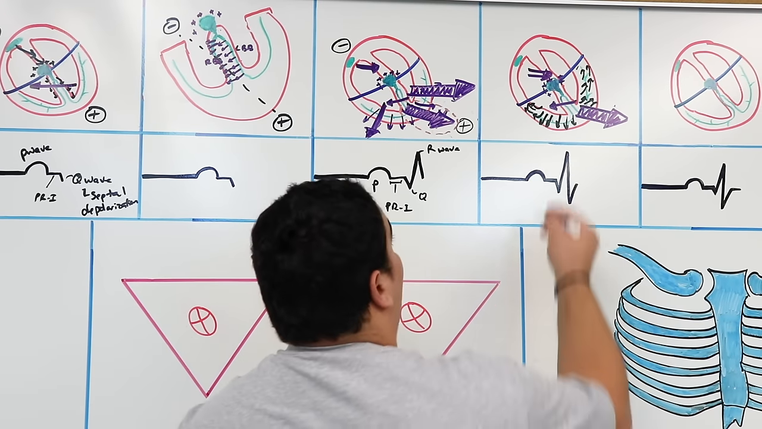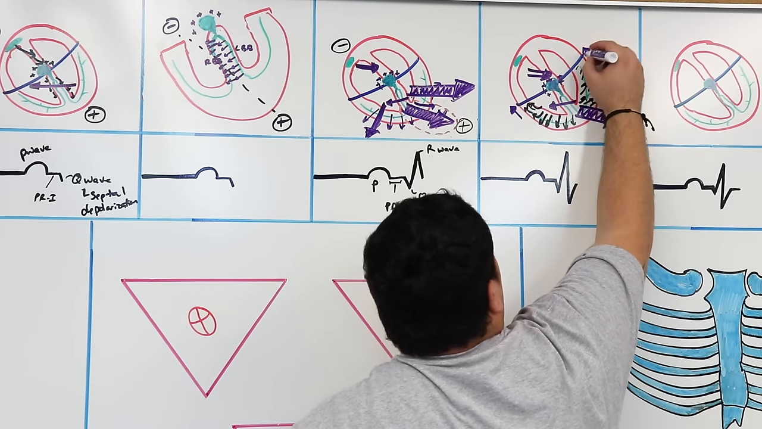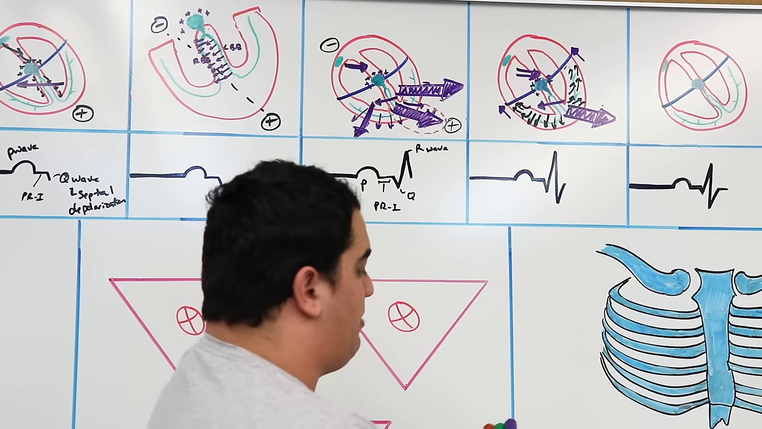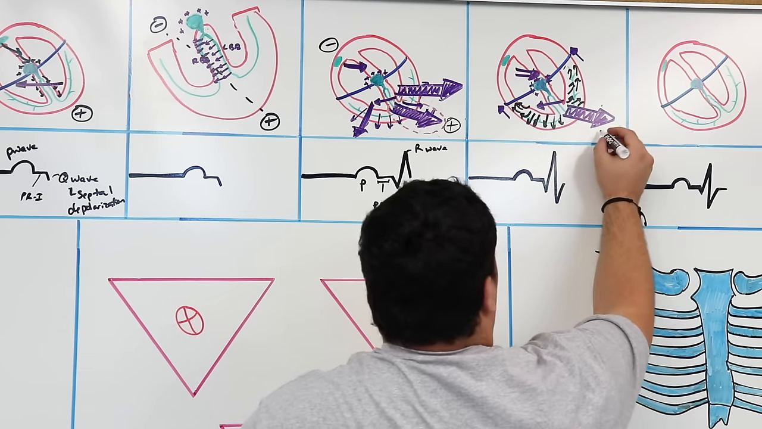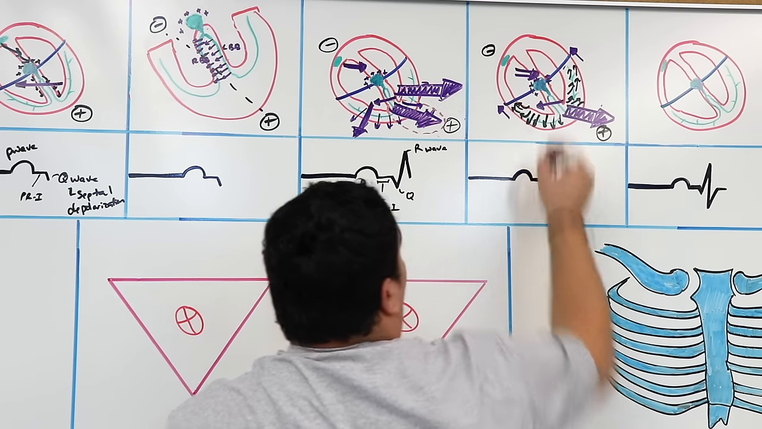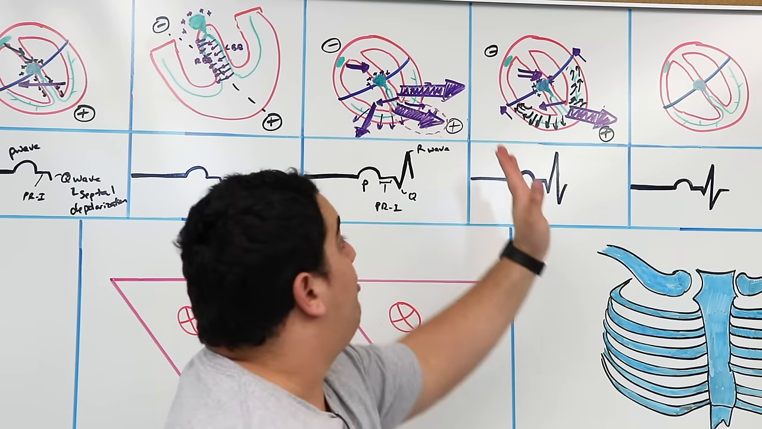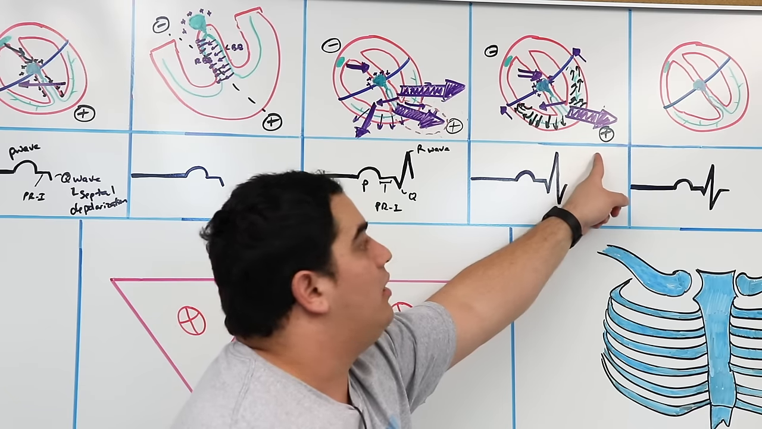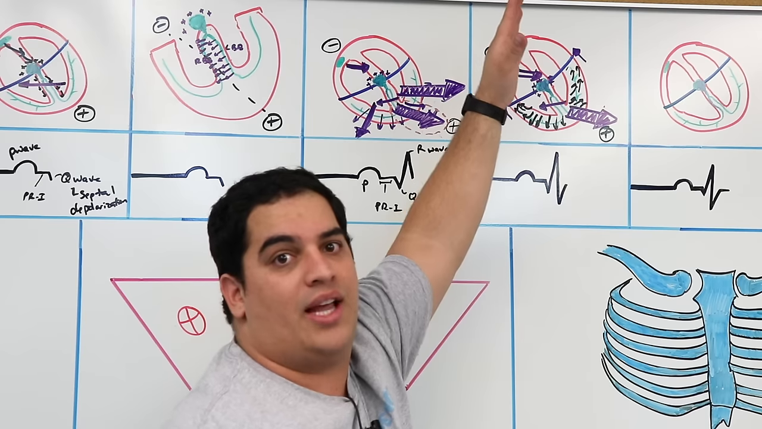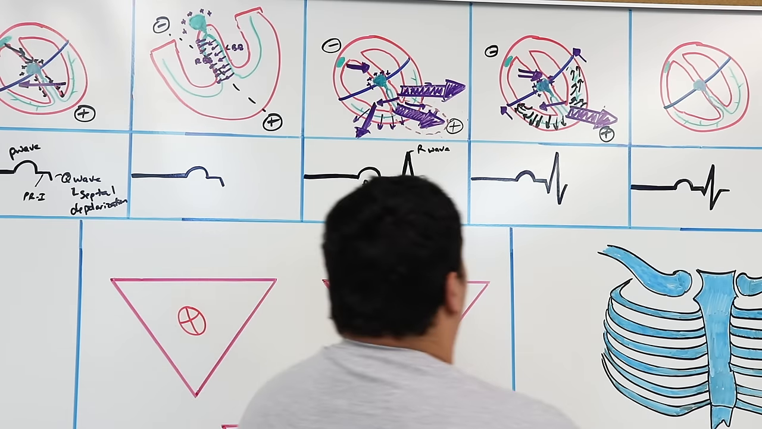So imagine now I draw a vector. This is moving upwards towards the bases of the ventricles. Where is this pointing with respect to lead two? Here's your positive electrode, here's your negative electrode, and here's the axis of that lead. Where are these pointing? They're pointing in the opposite direction of the positive electrode. So what does that mean? If it's going in the opposite direction of the positive electrode, it's a negative deflection. So that's going to be our negative deflection right there, and that is our S wave.